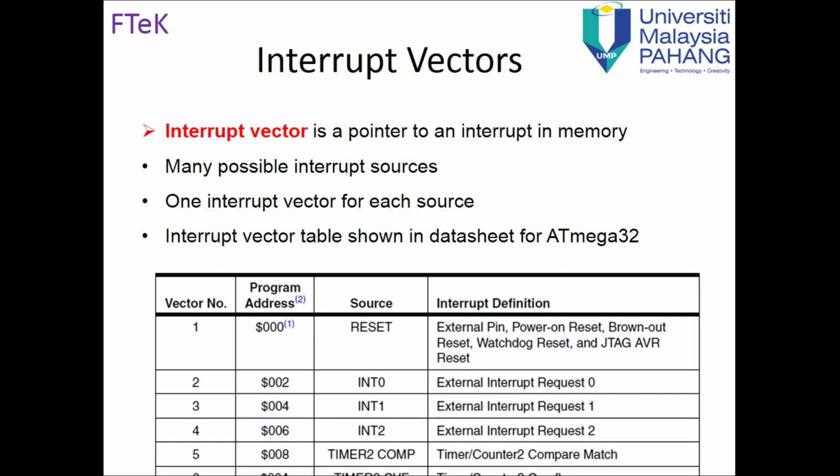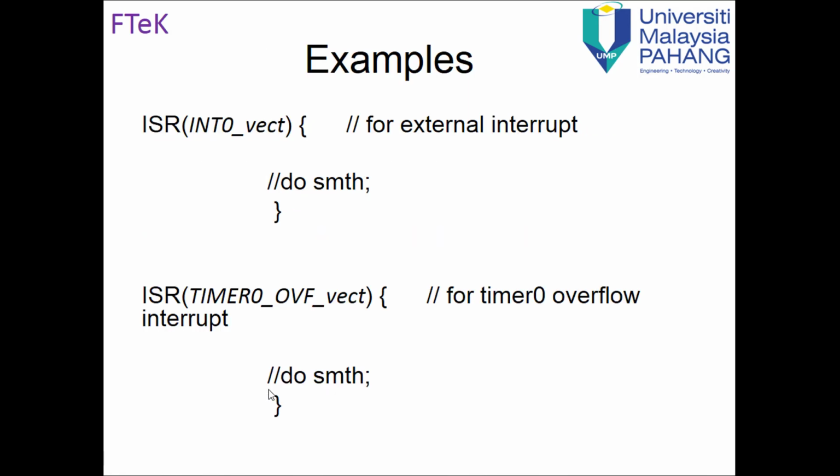Interrupts actually have places in the memory, and these are their addresses, but we don't need to care about them because the header file will take care of them. For example, if I want to use interrupt 0, I write the ISR function and give it the parameter, so the vector will be the interrupt 0 vector. If I want to do overflow on the timer, I pass this value to the ISR function.